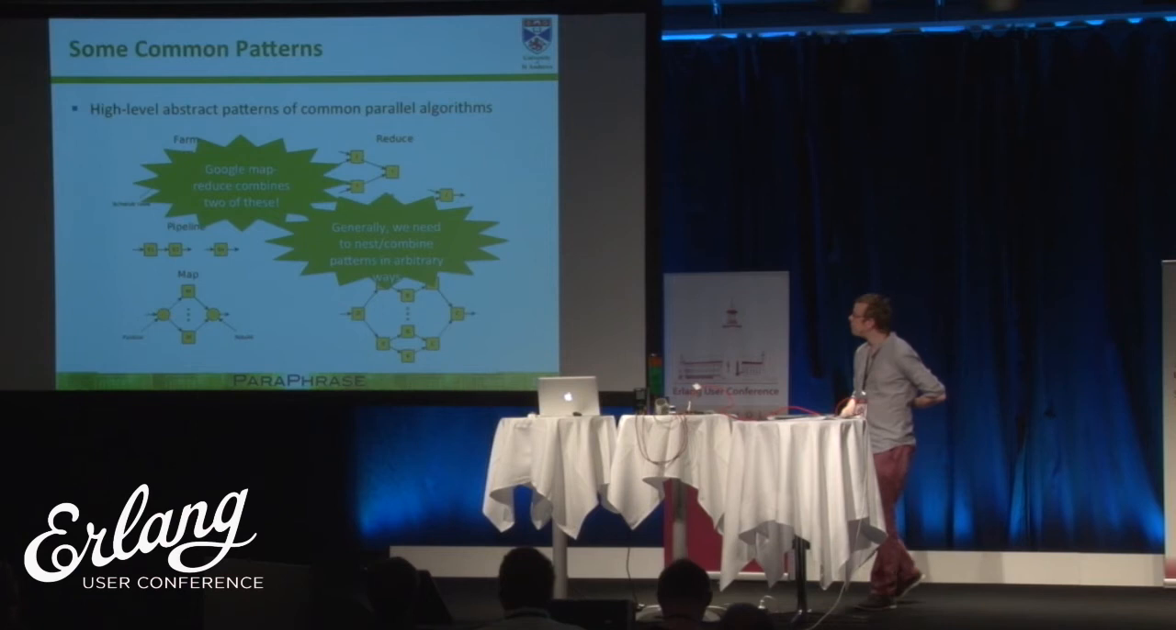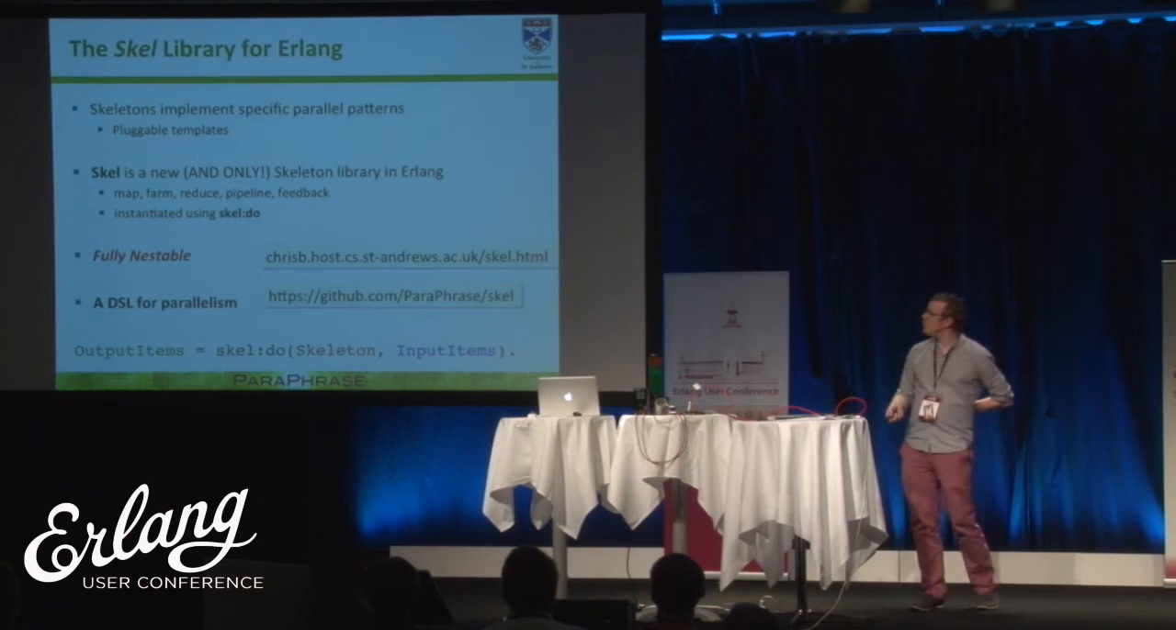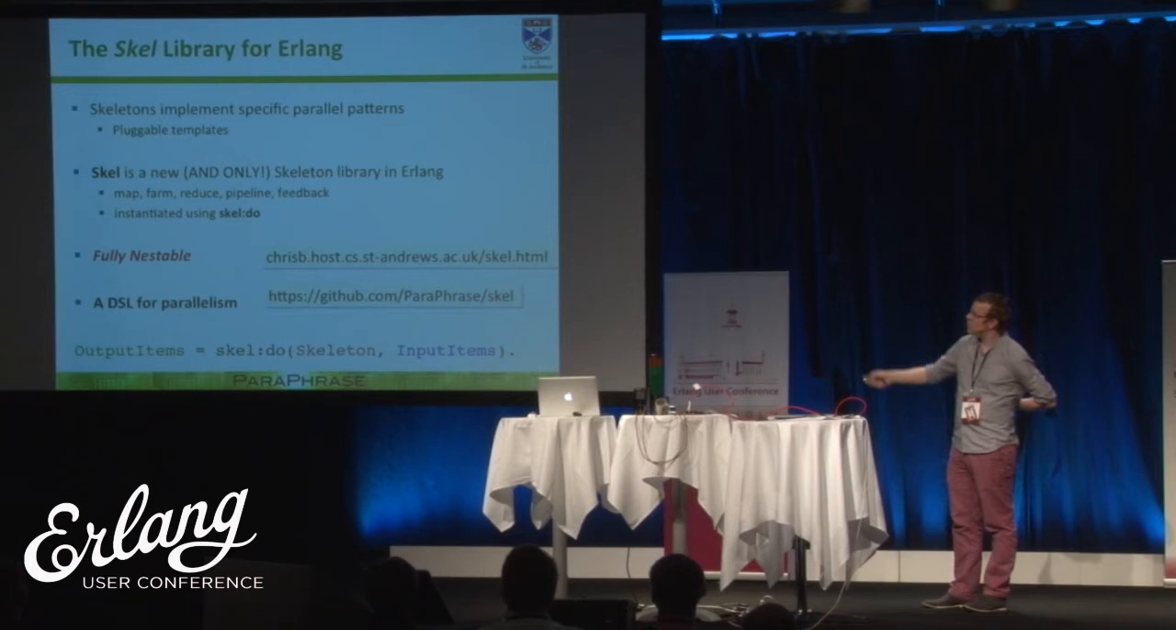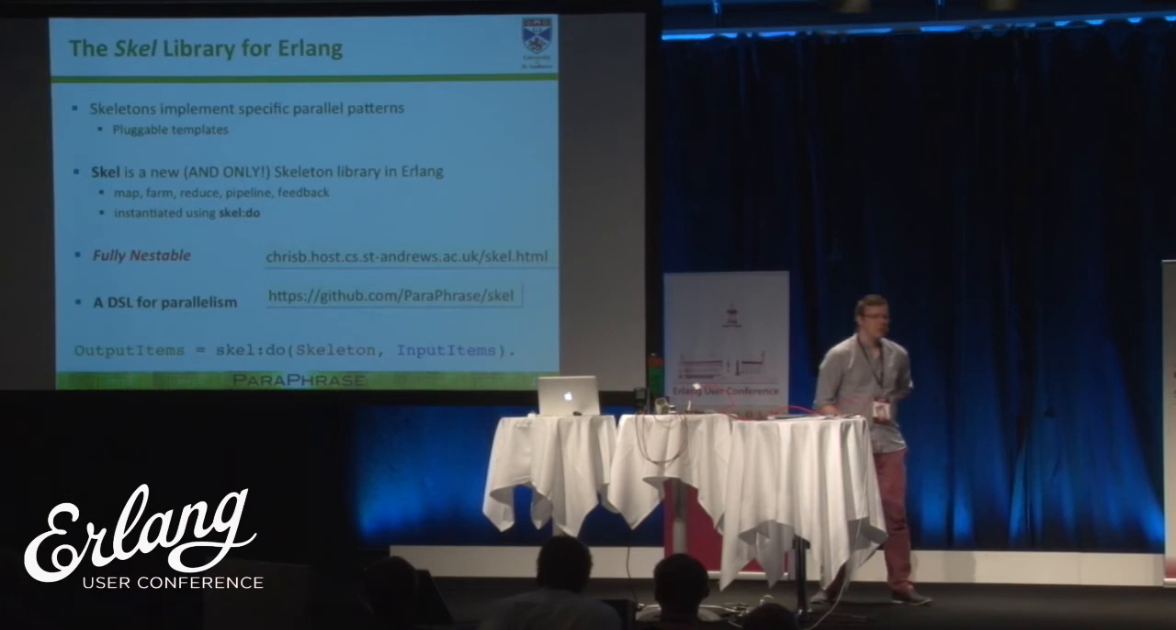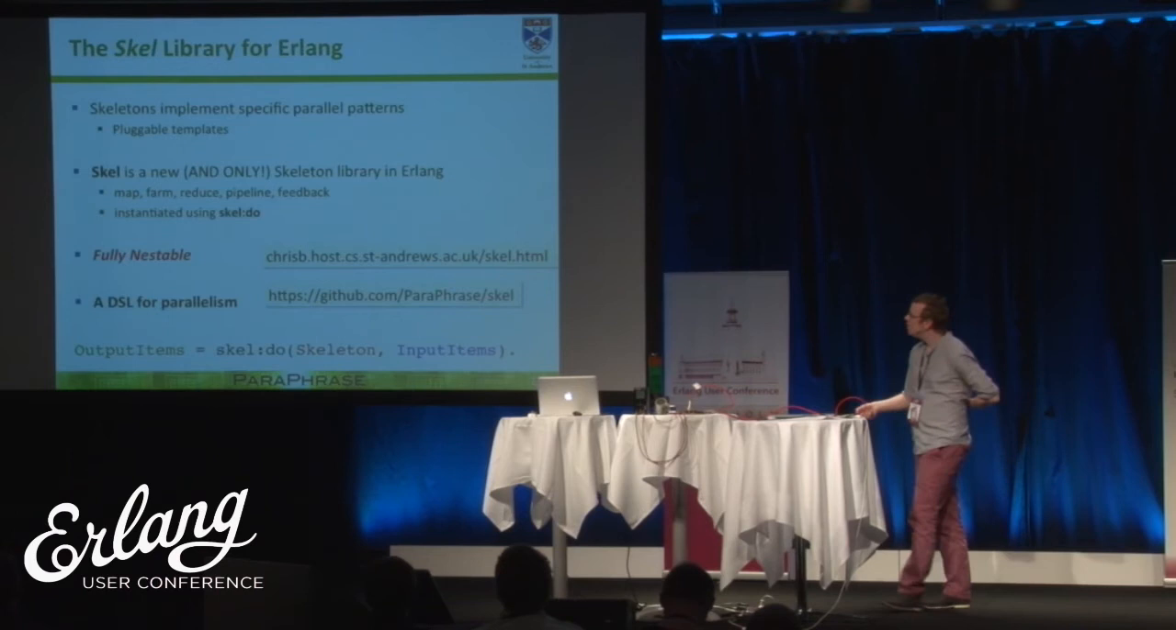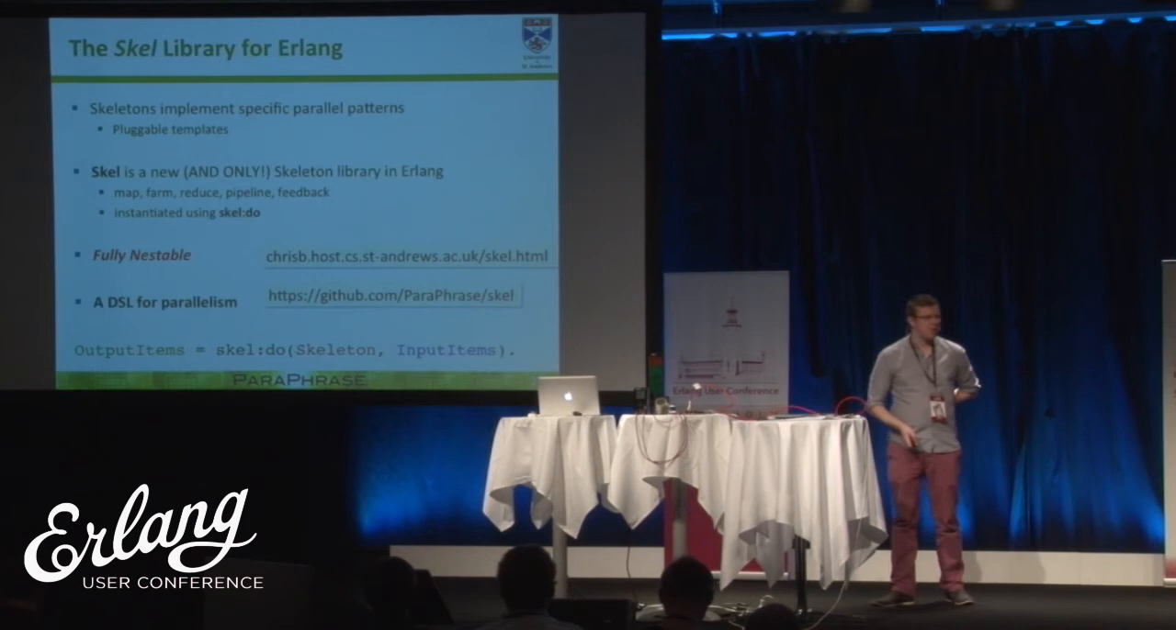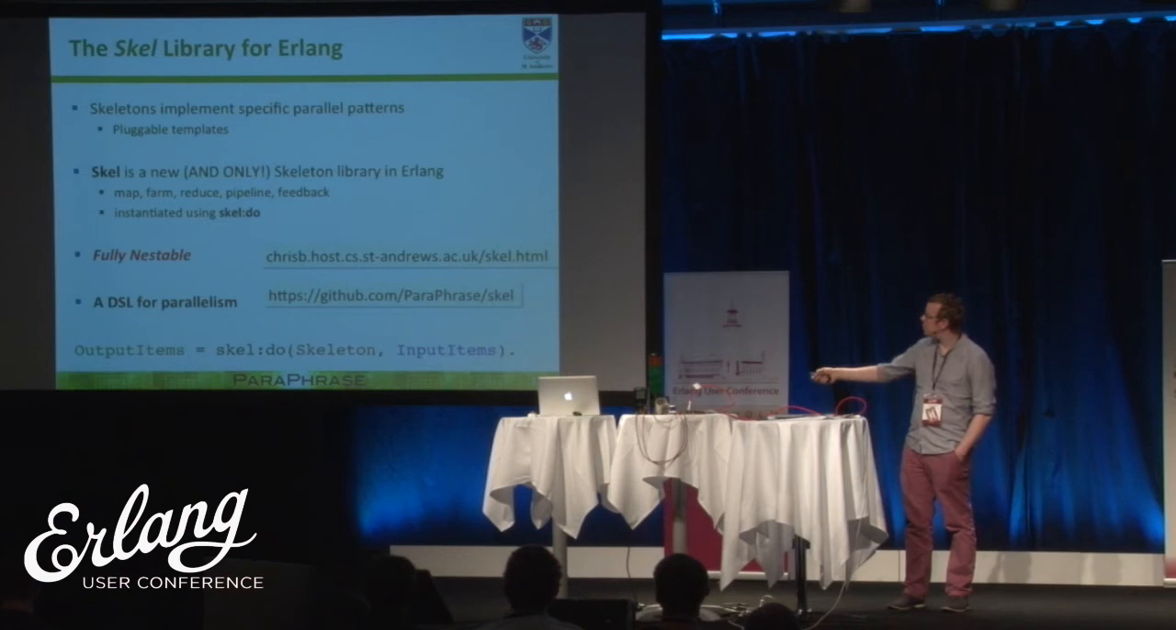So we've done this for Erlang. We've created a skeleton or a pattern library for Erlang. It's called skel, and it implements lots of these parallel patterns. You can think of them as pluggable templates. So you want a particular type of parallelism, you just choose the one you want, and then you just plug your bits in. It's fully nestable, so you can nest different patterns together. It's like a DSL for parallelism, is one way of thinking about it. You can download it here.